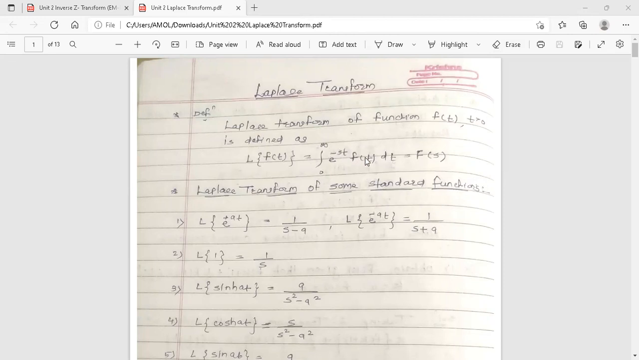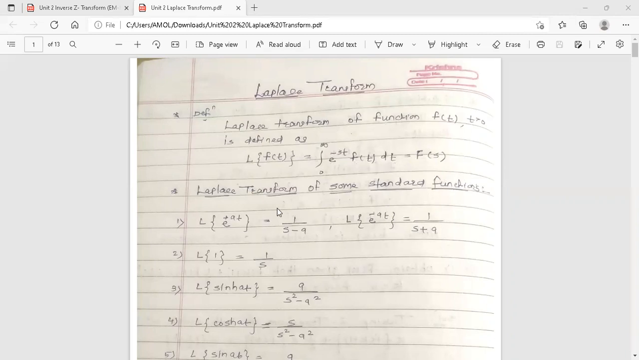Here the differential coefficient is dt, so t is the variable and s is a parameter. If we solve this integration, the result will be in terms of s, so you will get a function of s. So the Laplace transform of f(t) is equal to the integration from 0 to infinity of e^(-st) f(t) dt, which is equal to F(s). This is the definition of Laplace transform.